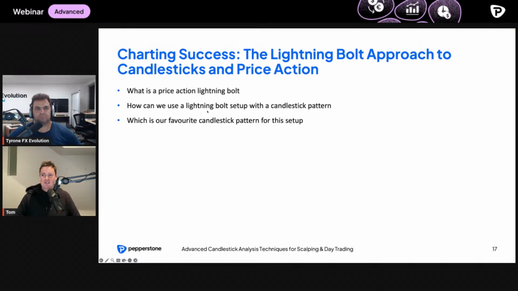So, charting success, Ty, the lightning bolt, something we talk about quite a lot in terms of being able to create price action based approaches. How do we use some type of lightning bolt strategy that is the movement of price action and candlesticks together? Well, today we'll be taking a look at price action lightning bolts. We'll be having a look at how lightning bolt setups work with candlestick patterns. And of course, which is our favorite candlestick pattern for the lightning bolt setup.